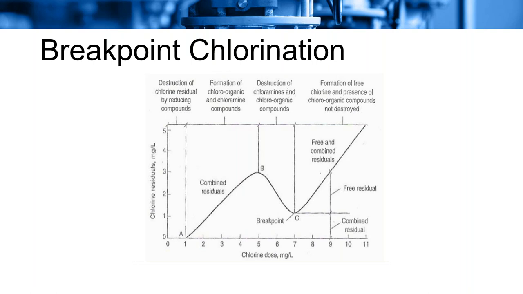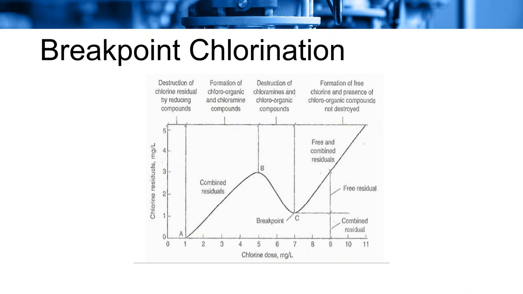And it increases until it reaches the peak of our curve, which is at point B. At point B, the mole ratio of chlorine to ammonia is 1:1. Now, if you increase that, the chloramines and organic compounds begin to be destroyed, and so you start to see a reduction of the residual.